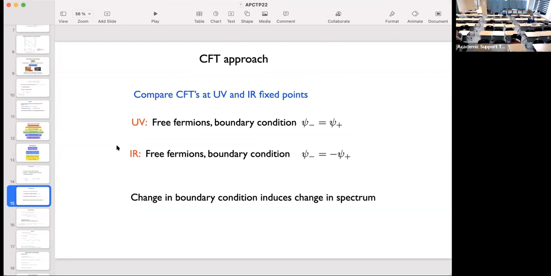Hello, Professor. I do not understand why the energy scale will change the boundary condition. When you do the RG flow, why will the boundary condition be changed?